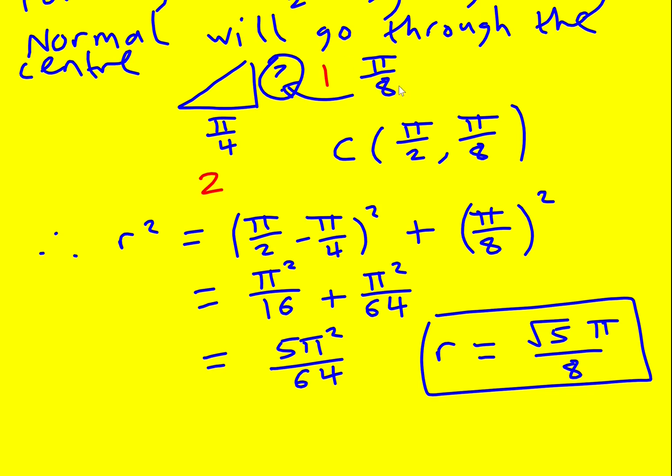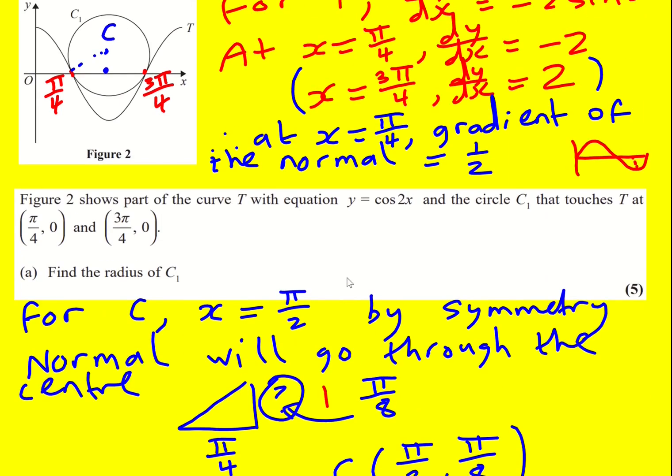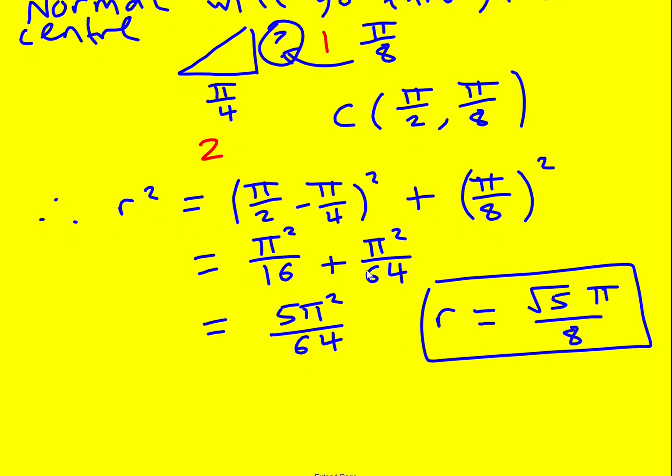Now, I've got to say, although I've just gone through this, and I hope it makes sense, the fact that we can use this gradient of a half to get the point pi over 8 really quickly, I didn't actually spot that when I did this question. So I did it a different way. And I think a lot of people who did this paper did this: found the equation of the normal here, and then also found the equation of the normal here, and then looked at where they intersect. So method 2 is going to be longer.